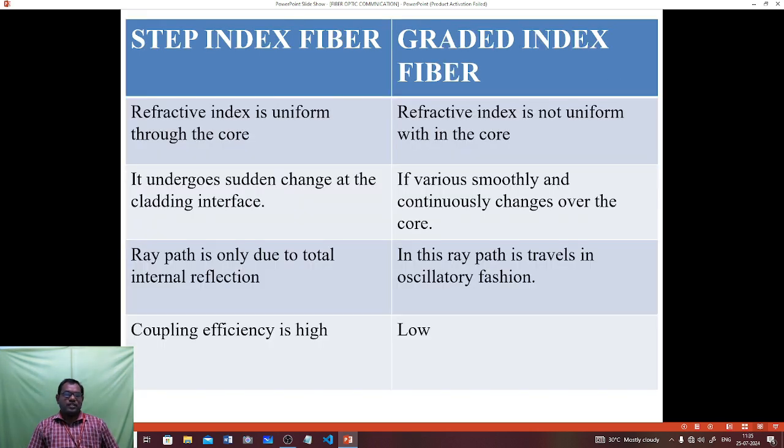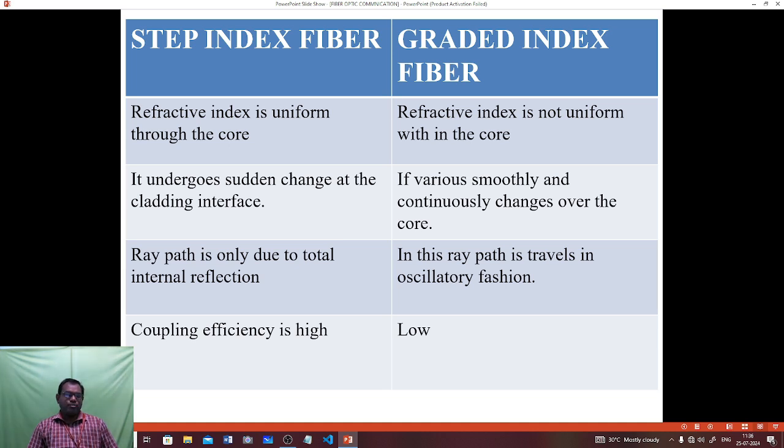The refractive index is uniform through the core in step index fiber, and it is not uniform within the core for graded index fiber. In step index fiber, it undergoes a sudden change at the cladding interface. In graded index fiber, it varies smoothly and continuously over the core. This is the difference between step index and graded index fiber. The ray path is only due to total reflection in step index fiber, while in graded index fiber the ray travels with an oscillatory path due to the radial variation.